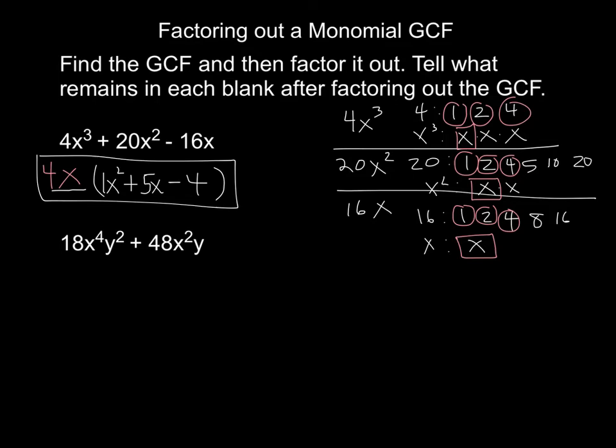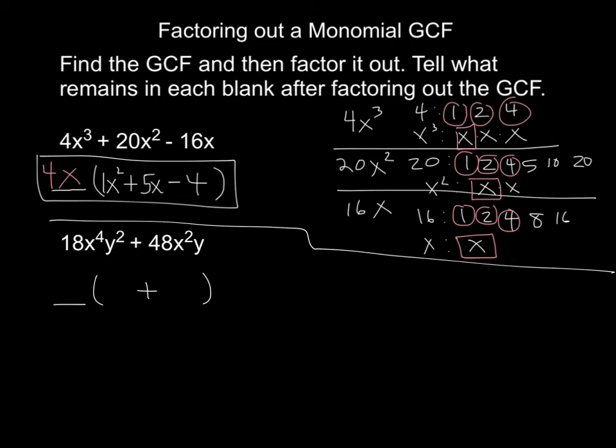And the second example, we now have a binomial, and if you have a binomial, you're going to end up with a binomial in the parentheses, and we have to factor out a GCF. In between the two terms is a plus, so I will leave that there. All right, so 18x to the fourth, y to the second. Well, 18 has factors of 1 times 18, 2 times 9, and 3 times 6.